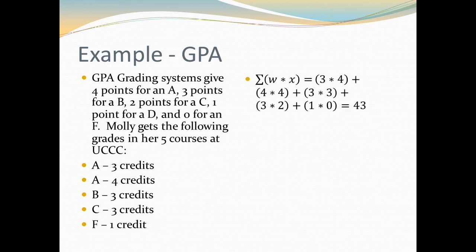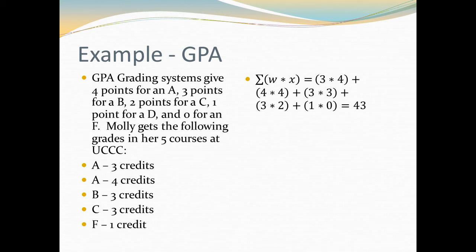First, we'll start out with the top of the fraction. That's the summation of the weight times the corresponding value. Now, Molly got an A in her 3 credit class, so she gets the number of credits, which is 3, times the value of the grade, which is 4 points in this case, so 3 times 4. The second A is a 4 credit class, so she gets 4 credits times the point value, which is 4. The B is a 3 credit class, so she gets 3 credits times the 3 points.